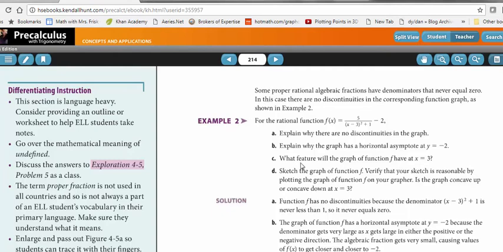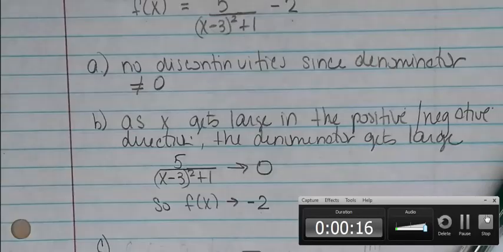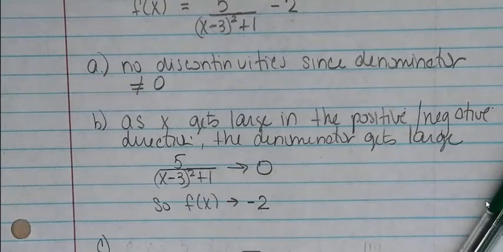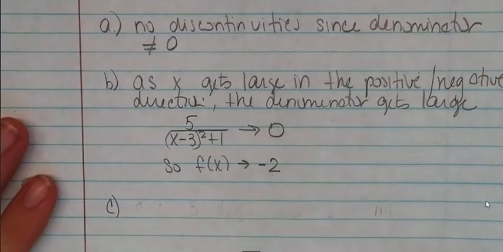C asks, what feature will the graph of the function f have at x equals 3? So we need to think about what is happening at x equals 3. All right, well, let's think about this.